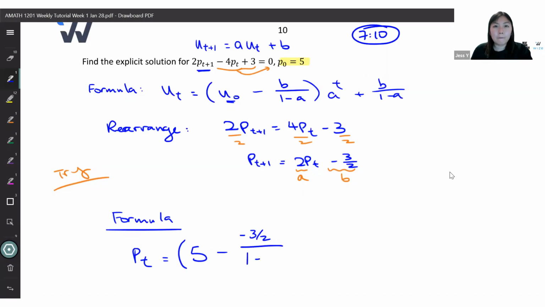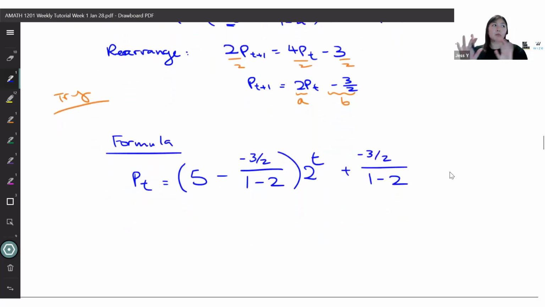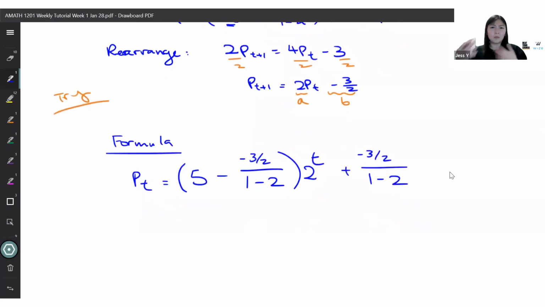So that's 1 minus our A, which is 2, times A to the power of T. So that's 2 to the power of T, plus B, which is negative, divided by 1 minus A, which is 2. And a lot of students that I work with, most of the time with some practice, they're able to get to here. Where students get stuck is actually simplifying the numbers.